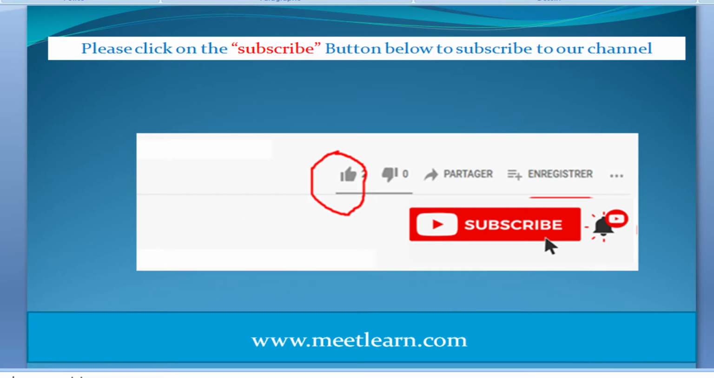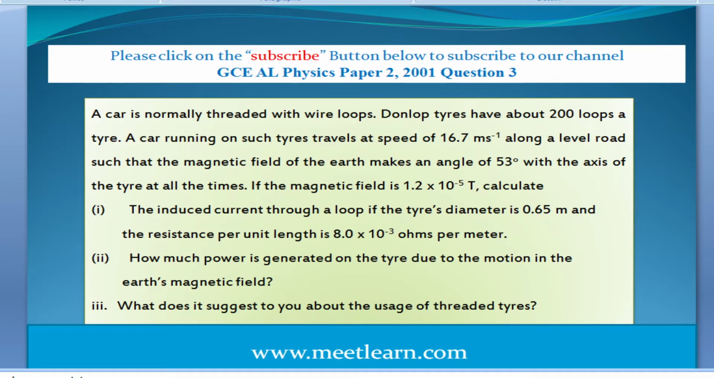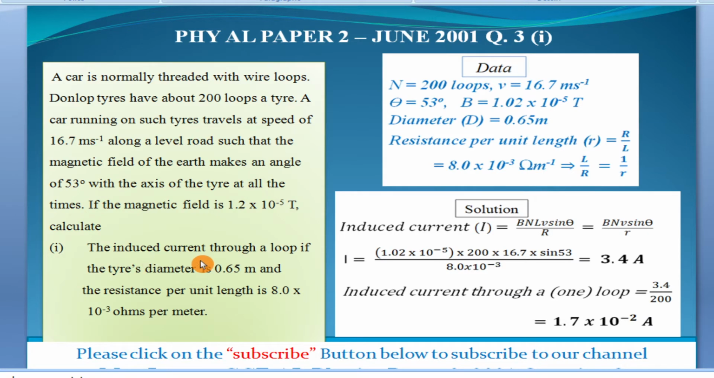Thank you. We are going to look at the question, and it reads: a car tire is normally threaded with wire loops. Dunlop tires have about 200 loops a tire. A car running on such tires travels at a speed of 16.7 meters per second along a level road such that the magnetic field of the Earth makes an angle of 53 degrees with the axis of the tire at all times. If the magnetic field is 1.2 times 10 to the power minus 5 Tesla, calculate: Roman 1, the induced current through a loop, if the tire's diameter is 0.65 meters and the resistance per unit length is 8.0 times 10 to the power negative 3 ohms per meter.